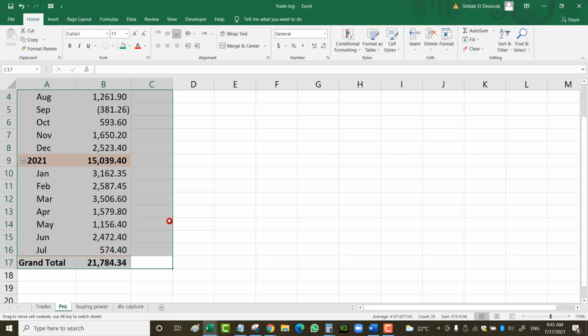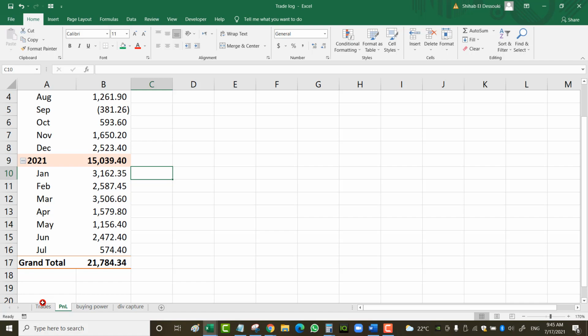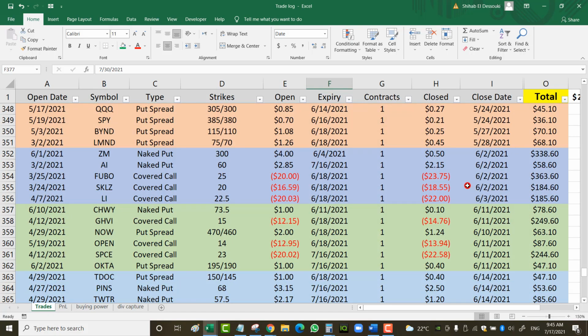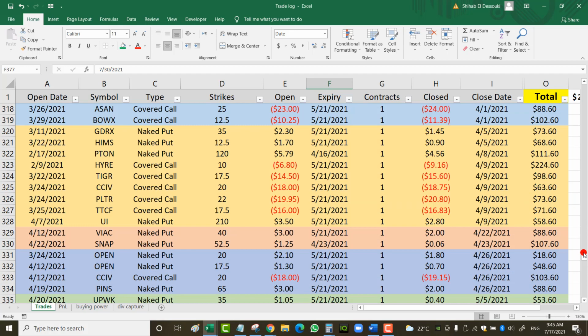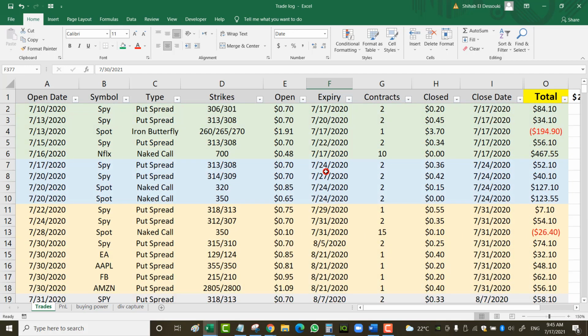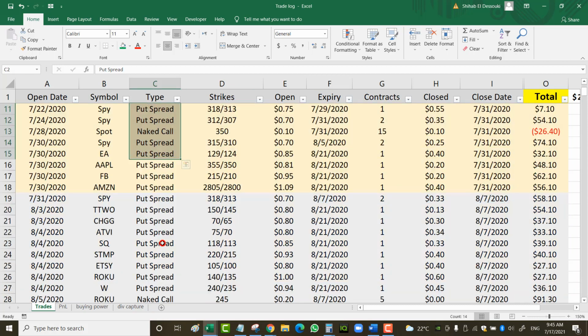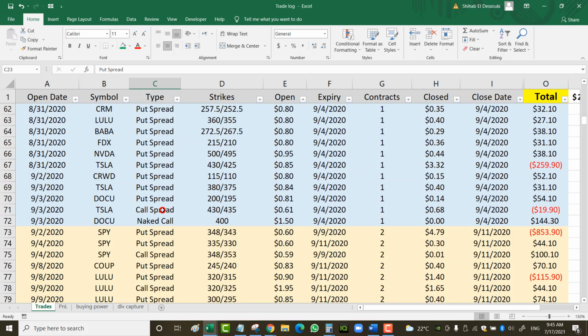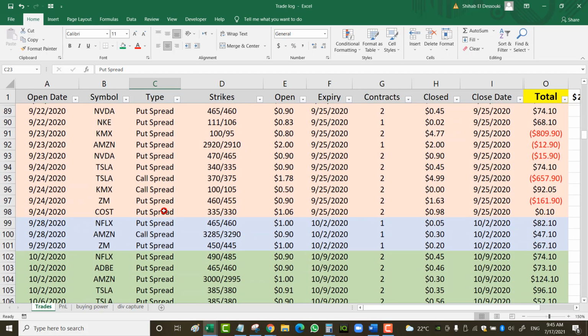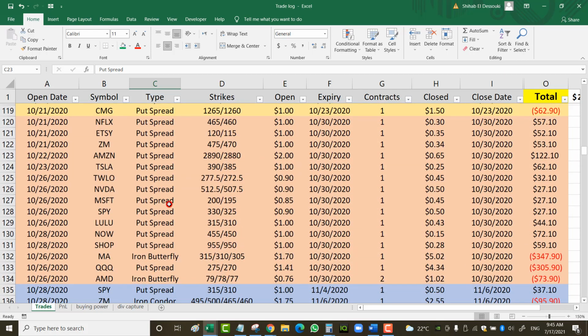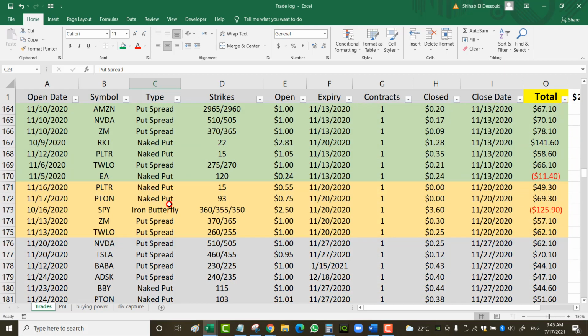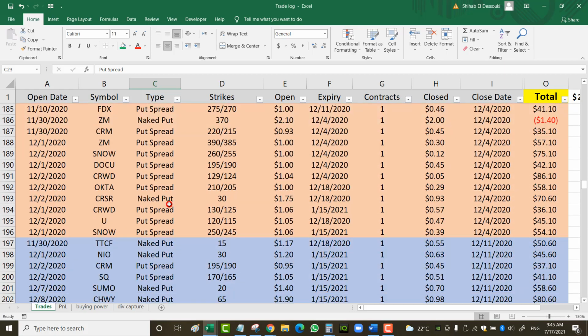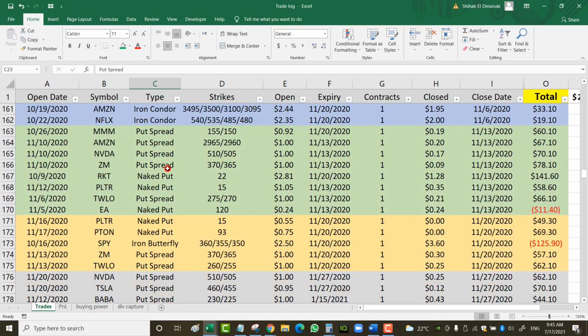Another argument for my lower return is I wasn't logging all my trades from all my accounts. I was only logging my margin account when I first started logging my trades. As you can see, the types here are always going to be types of trades that can only be done in a margin account. But then I started adding the trades that I was doing in my registered account. Those are going to be covered calls. I only started logging my covered calls somewhere around the end of the year, so yeah, December. So I've got put spreads, iron butterfly.